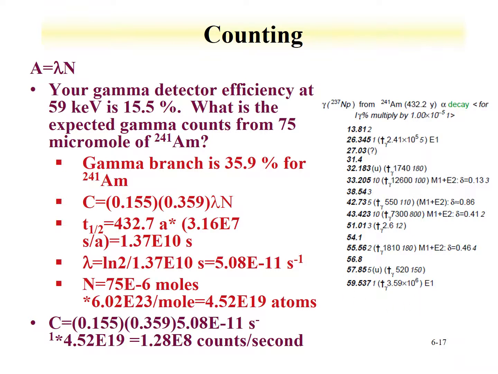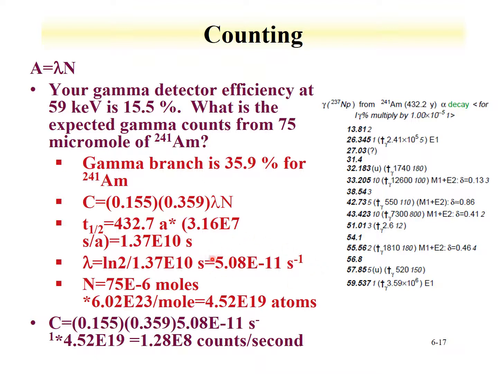So my counts are equal to this value here, my detector efficiency. This is my gamma yield, lambda N. I get a decay constant. Well, the half-life is 432.7 years. That comes out to a half-life of 1.37 times 10 to the 10th seconds. My decay constant is listed here, 5 times 10 to the minus 11 inverse seconds.